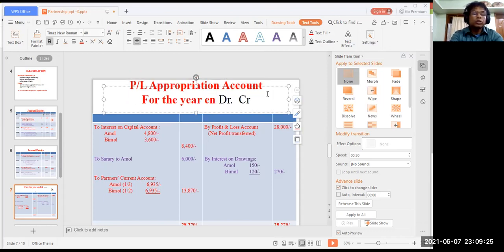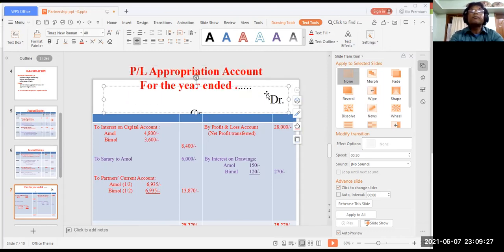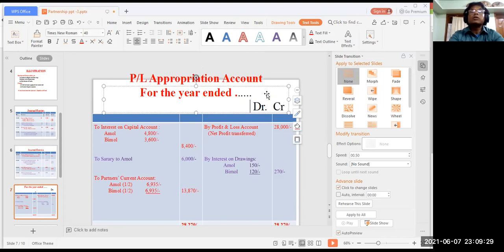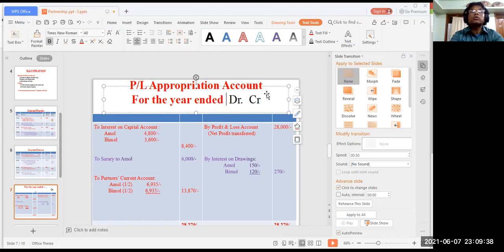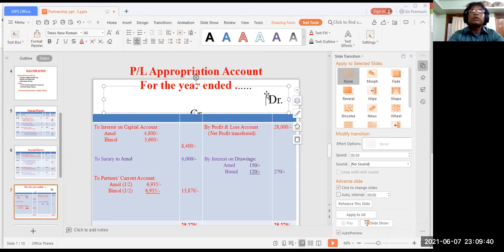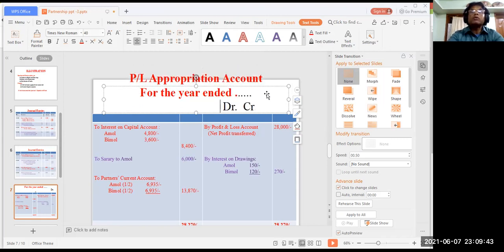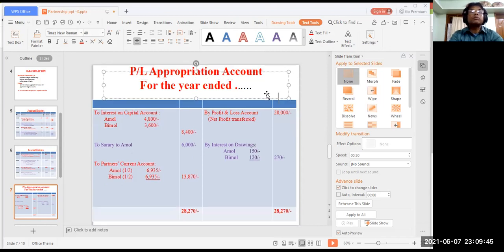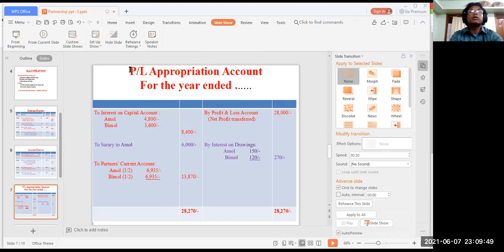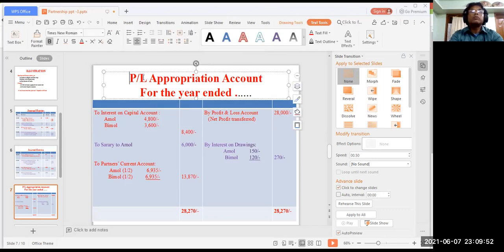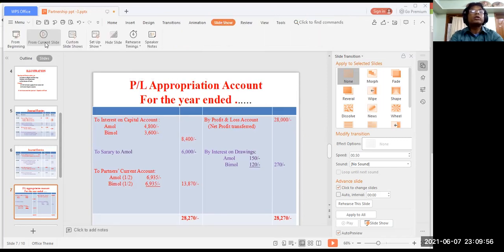Oh no. It is not being done. Don't worry about it, let me drop it now. There is a technical problem, but you know that debit will be coming to this side and credit to this side, although I have not written it.